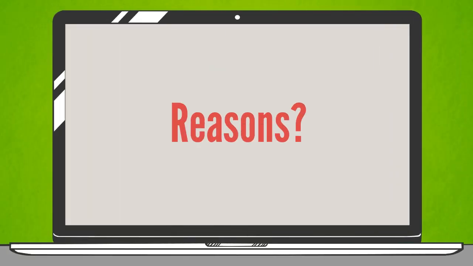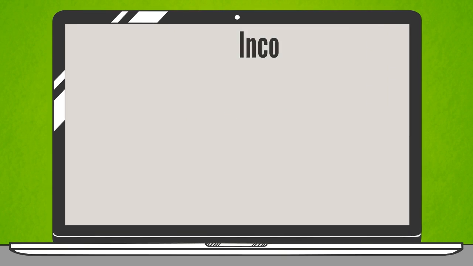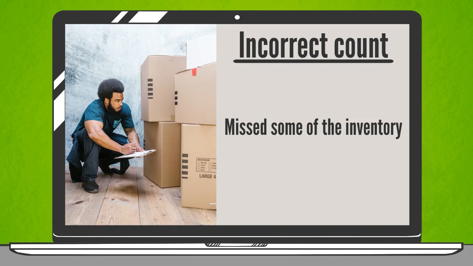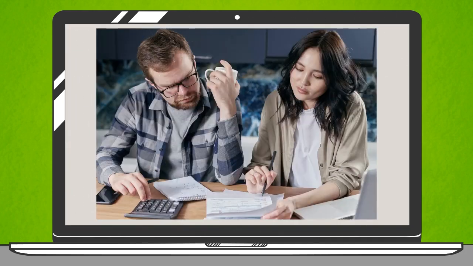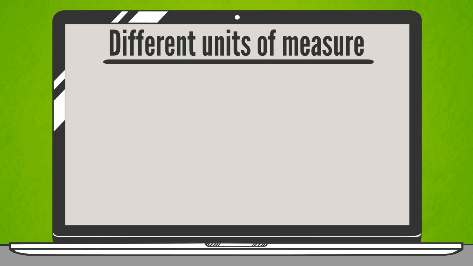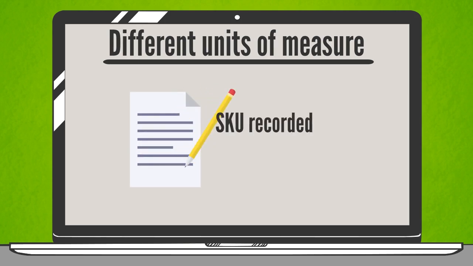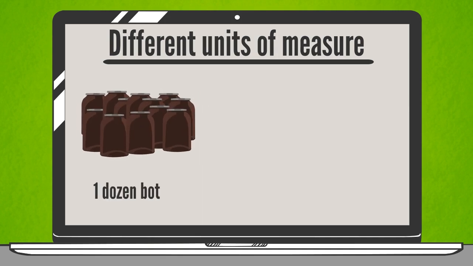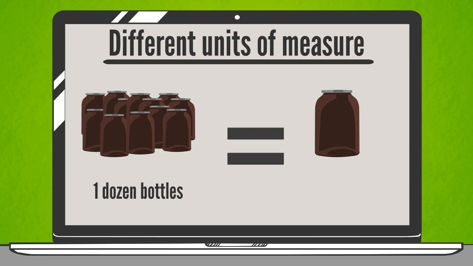Reasons for inaccuracy in a stock count can include an incorrect count. The counting team could have missed some of the inventory and it was not counted. A recount done by another person may be conducted to verify the quantities counted, and additional locations where the inventory may be stored are investigated. Differing units of measure. If an SKU is recorded on the WMS in 1 unit of measure, such as 1 dozen bottles, but is counted in single bottles, this will create a discrepancy in the count.